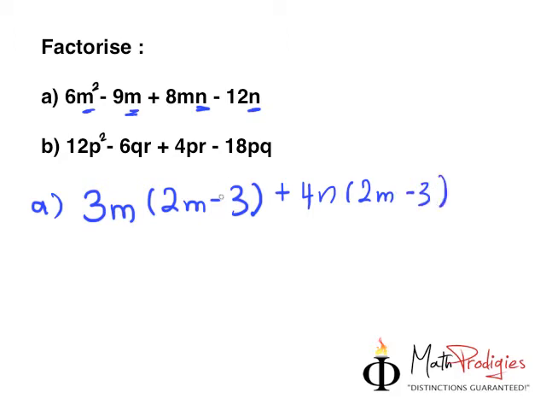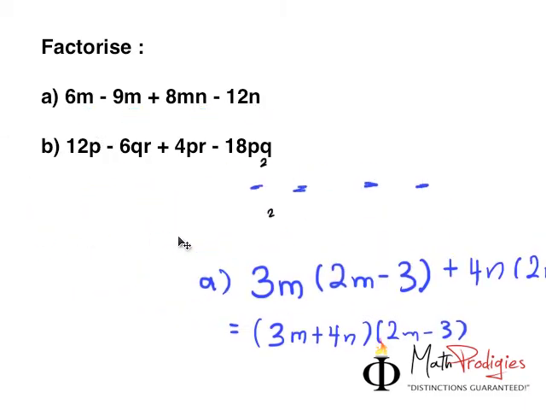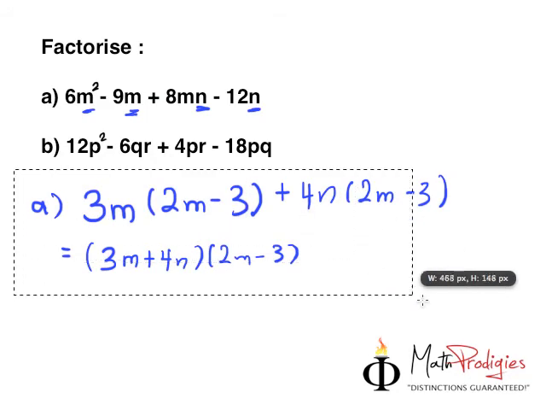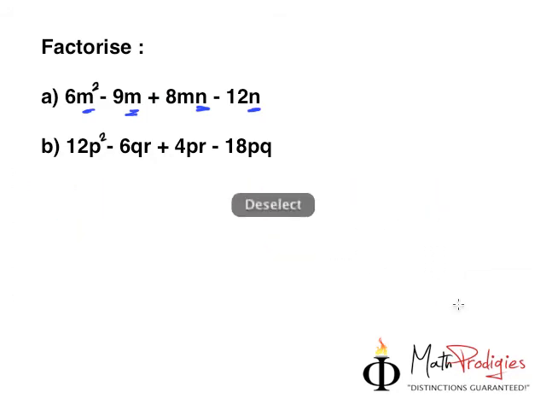So take a look: this term and this term are the same. What do you do with the terms? All you have to do is put the terms together. So it's actually equal to (3m + 4n)(2m - 3). And that's the answer. Very easy. Got it? Good job. Now for part B, all you have to do is something similar.